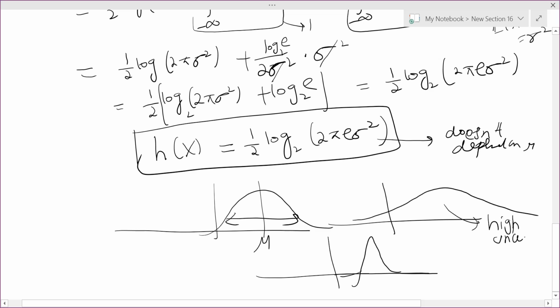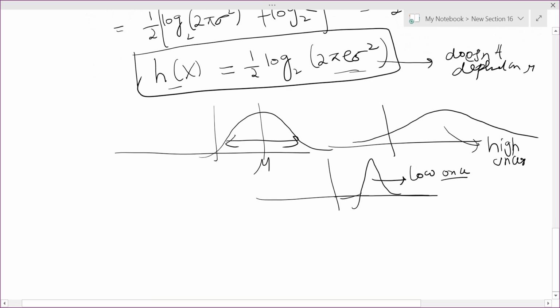Because there is an uncertainty, and then it takes a large number of values. And low variance means low uncertainty, which directly affects the notion of entropy. High entropy means high uncertainty, hence high sigma square. Low entropy means low uncertainty, hence low sigma square. Okay, so we have found the differential entropy for the Gaussian distribution.